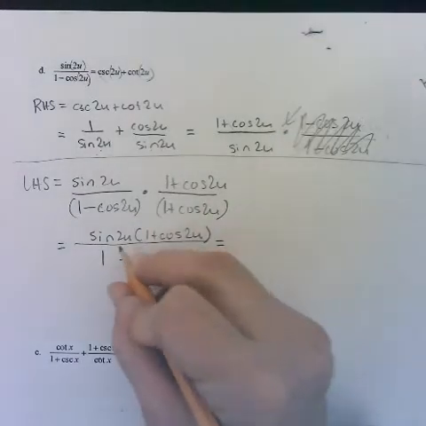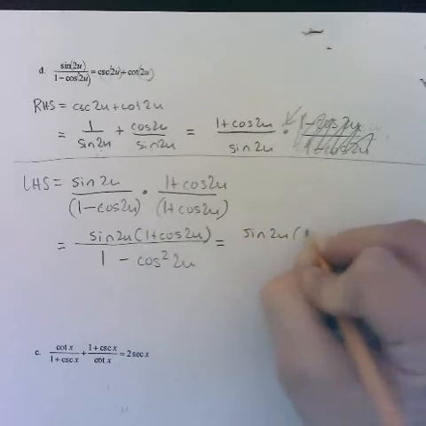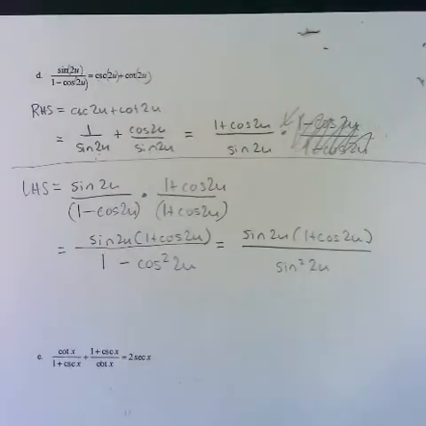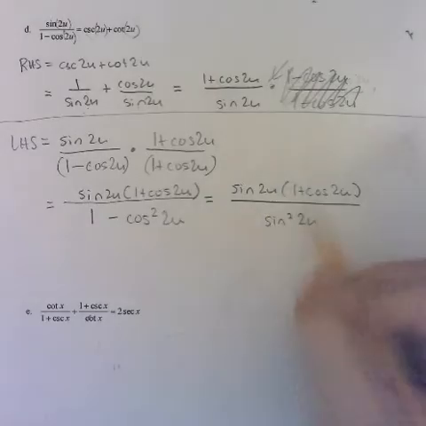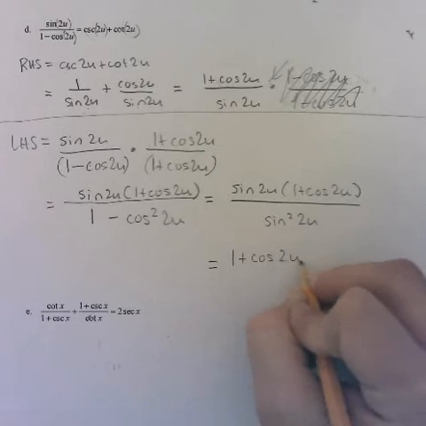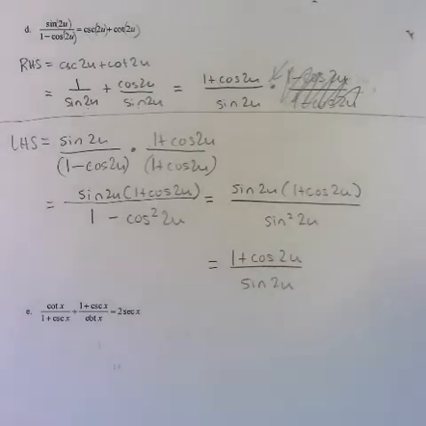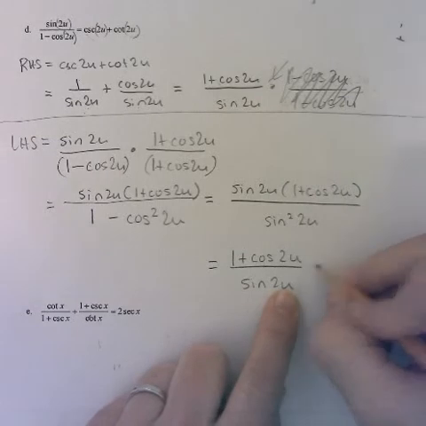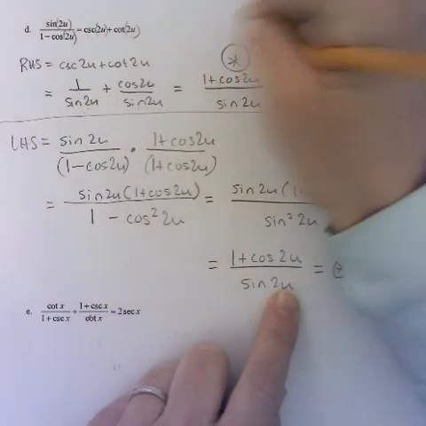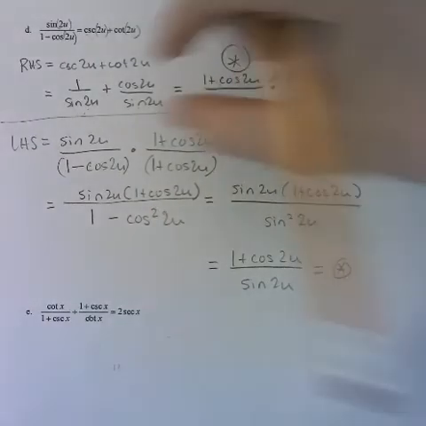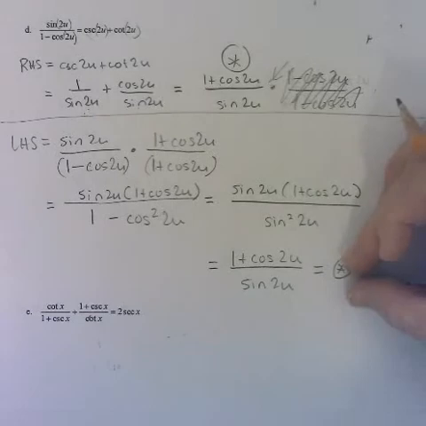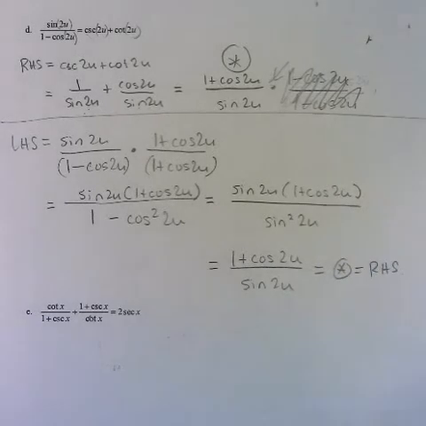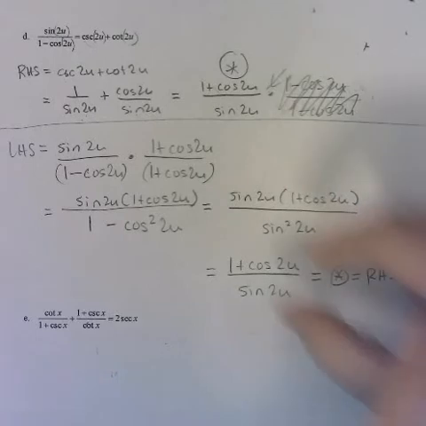So now 1 minus cosine 2u, let me write the top down first, is sine squared 2u, using the Pythagorean identity. And then notice one of these cancels. And because I've now got to this, I can really stop. That equals, star. Because once I get that, I can just complete the proof going backwards. So if you stopped here, it'd be okay as long as you reference this, because this equals the right-hand side. But if you wanted to write it all down, you could just put these steps in reverse order.